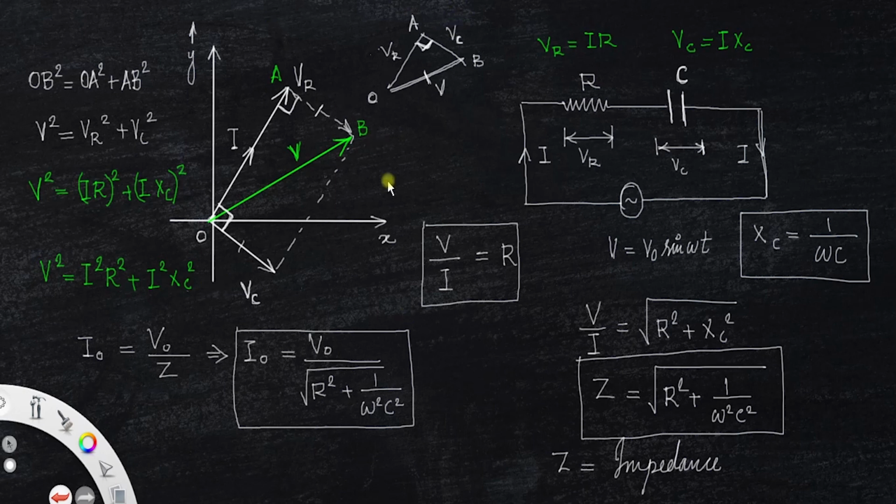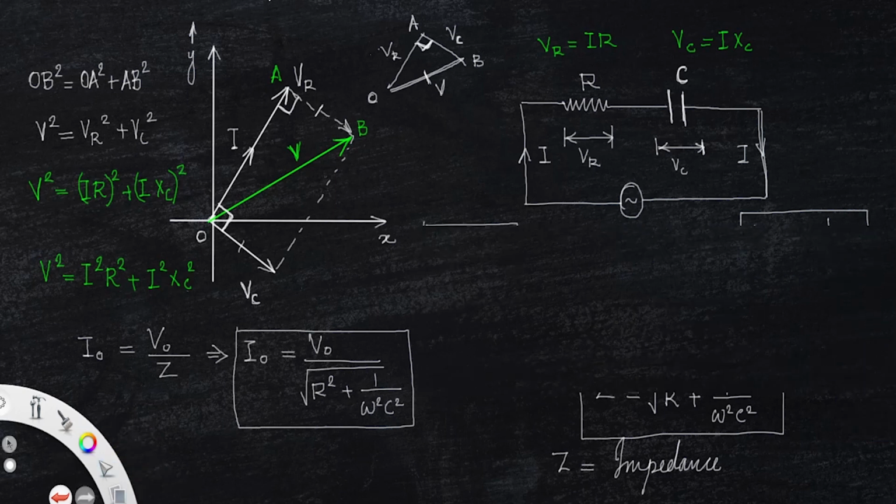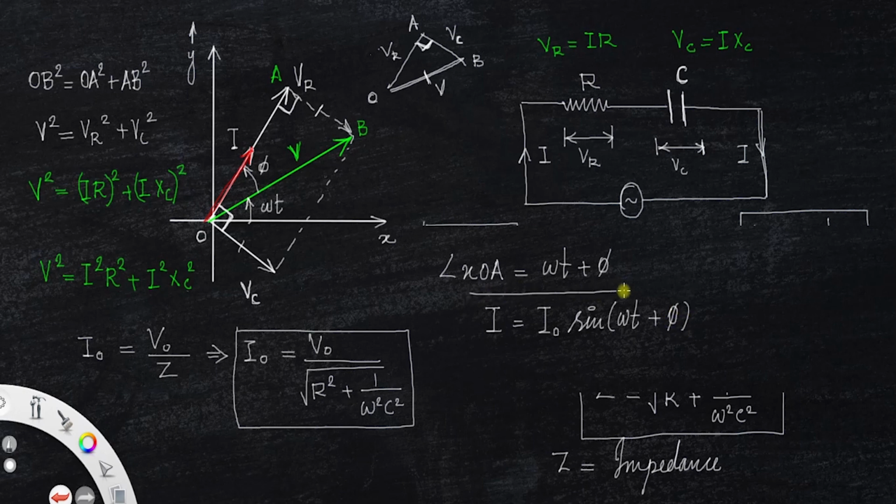Now, how will we represent the value of current? For that, this voltage is making an angle of omega t with the x-axis. Let's call this angle phi. So, we know that the angle XOA is actually omega t plus phi. So, we have the current. See, this is the direction of current. The current is making an angle of omega t plus phi with the x-axis. So, we can write I equal to the peak value of current I0 times sine of omega t plus phi. So, this is the value of instantaneous current in an RC circuit.